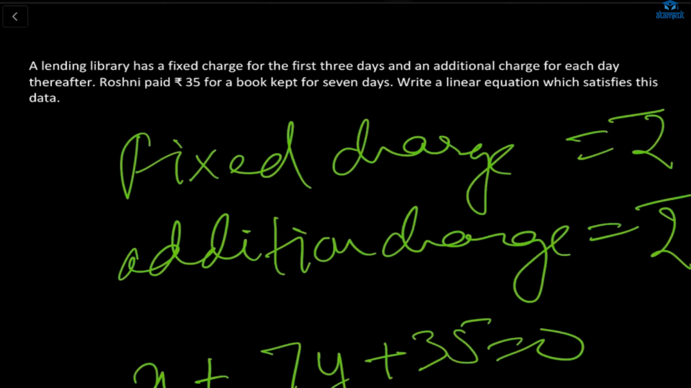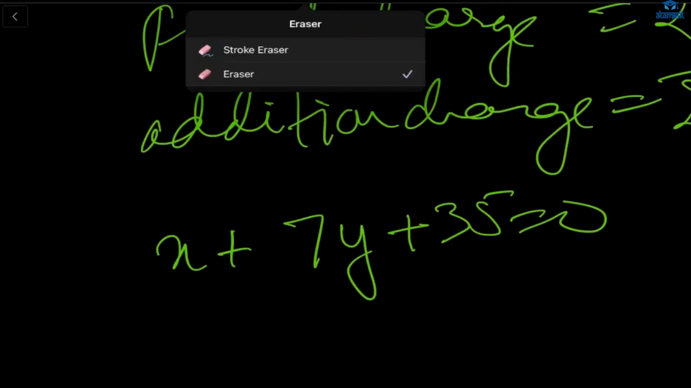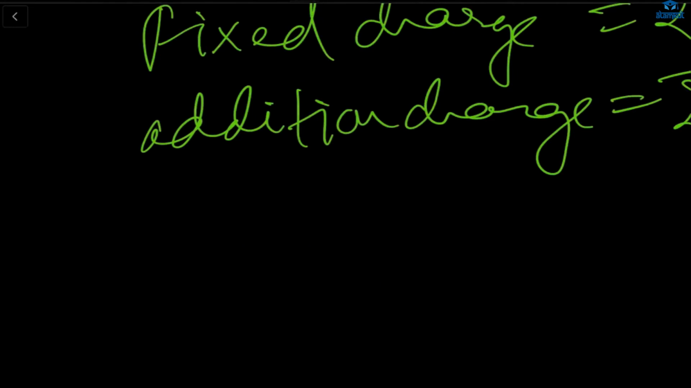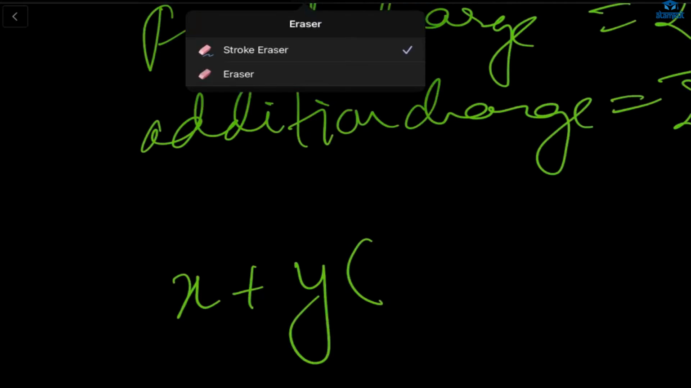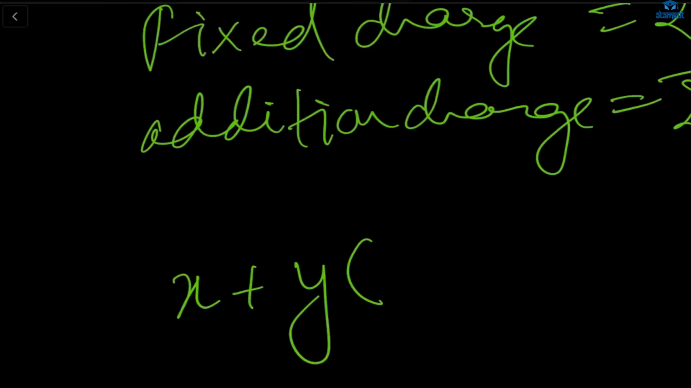Okay, so let me first rub it so it will not confuse you. Now for 3 days, your charges are fixed, so X rupees you have to pay. Now Y will be for the rest of the days. It will be x plus 4y, equal to 35. Sorry. I will write here 7 minus 3 so that nobody is confused. It is equal to 35.